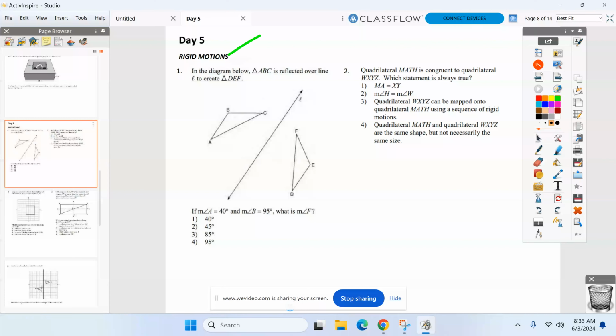Review. Rigid motions are any transformations that do not change the size or the shape of the object. We went over 4 huge transformations, and 3 of them would be considered rigid motions. So that's what I'm going to start class off with today.